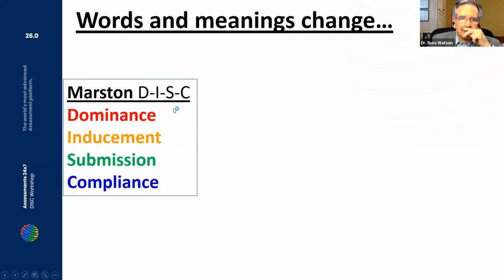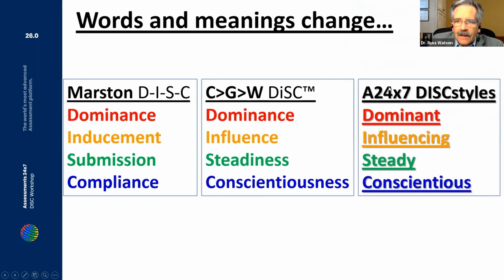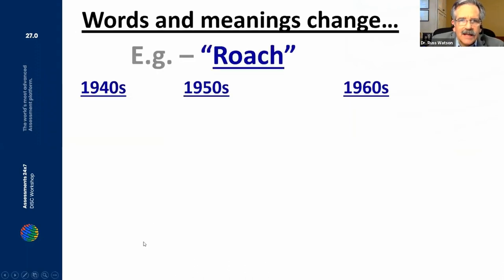Words and meanings change. Marston's, you already know. This is CGW. This is Cleaver, Geyer, and Wiley. Dominance, influence, steadiness, conscientiousness. These are the four from Assessments 24/7. Dominant, influencing, steady, conscientious. The 1950s paper versions of these instruments had other words like sweet as a prompt or gay. Gay in the 50s meant happy-go-lucky. Gay now means something very different. So those words have been scrubbed from current versions of a DISC.